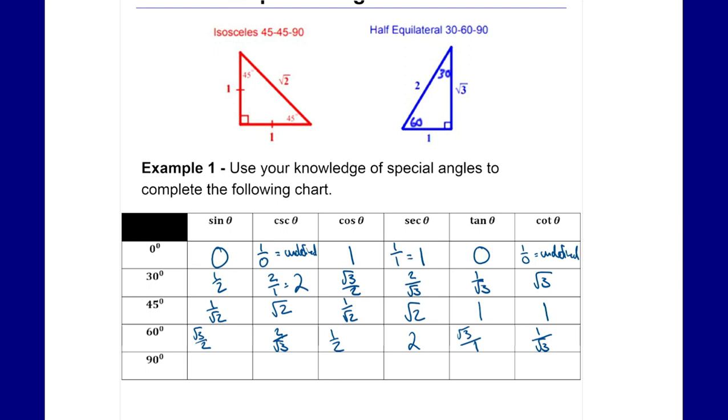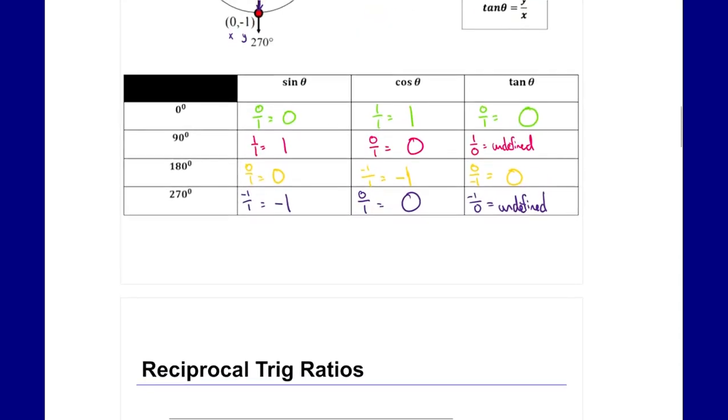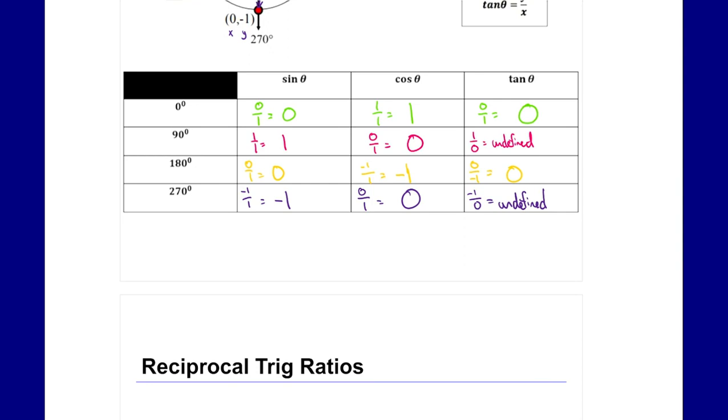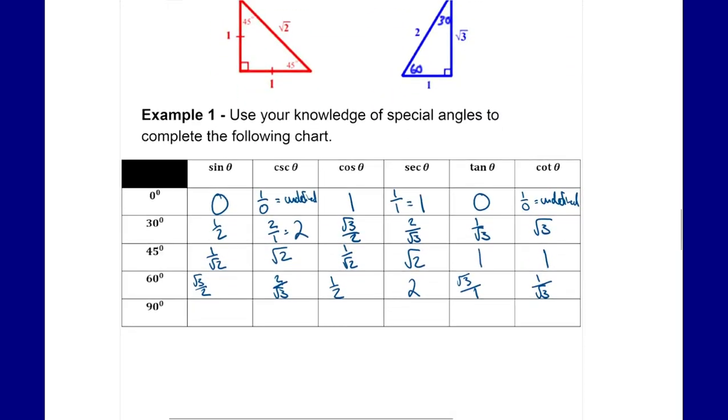And then for 90, I'm going to get it back from my initial table up here. So 1, 0, and undefined. If I flip 1, it becomes 1. If I flip 0, 1 over 0 is undefined. And for undefined, or 1 over 0, if I flip it, 0 over 1, I get 0. So again, just seeing what some of the exact values for our reciprocal ratios are.